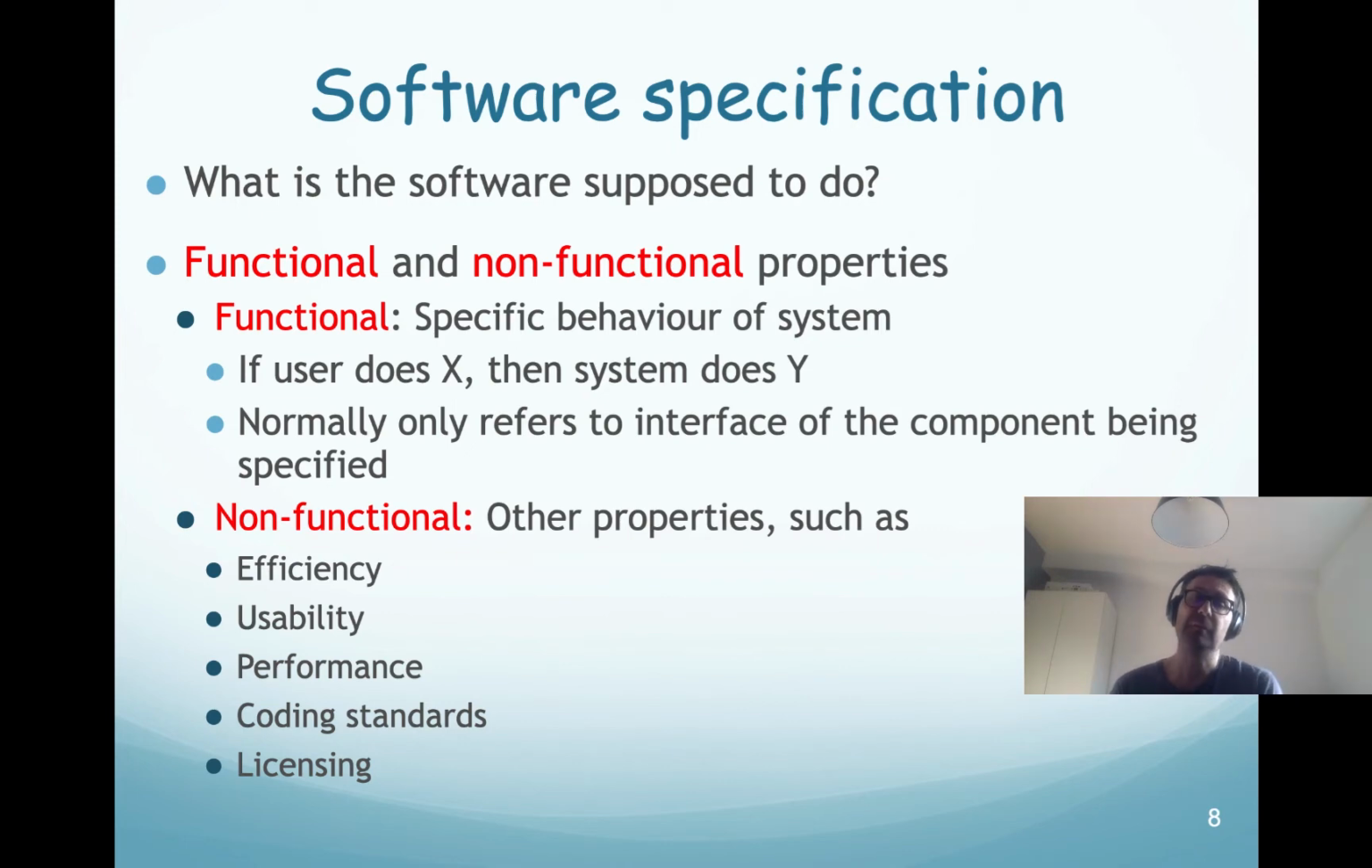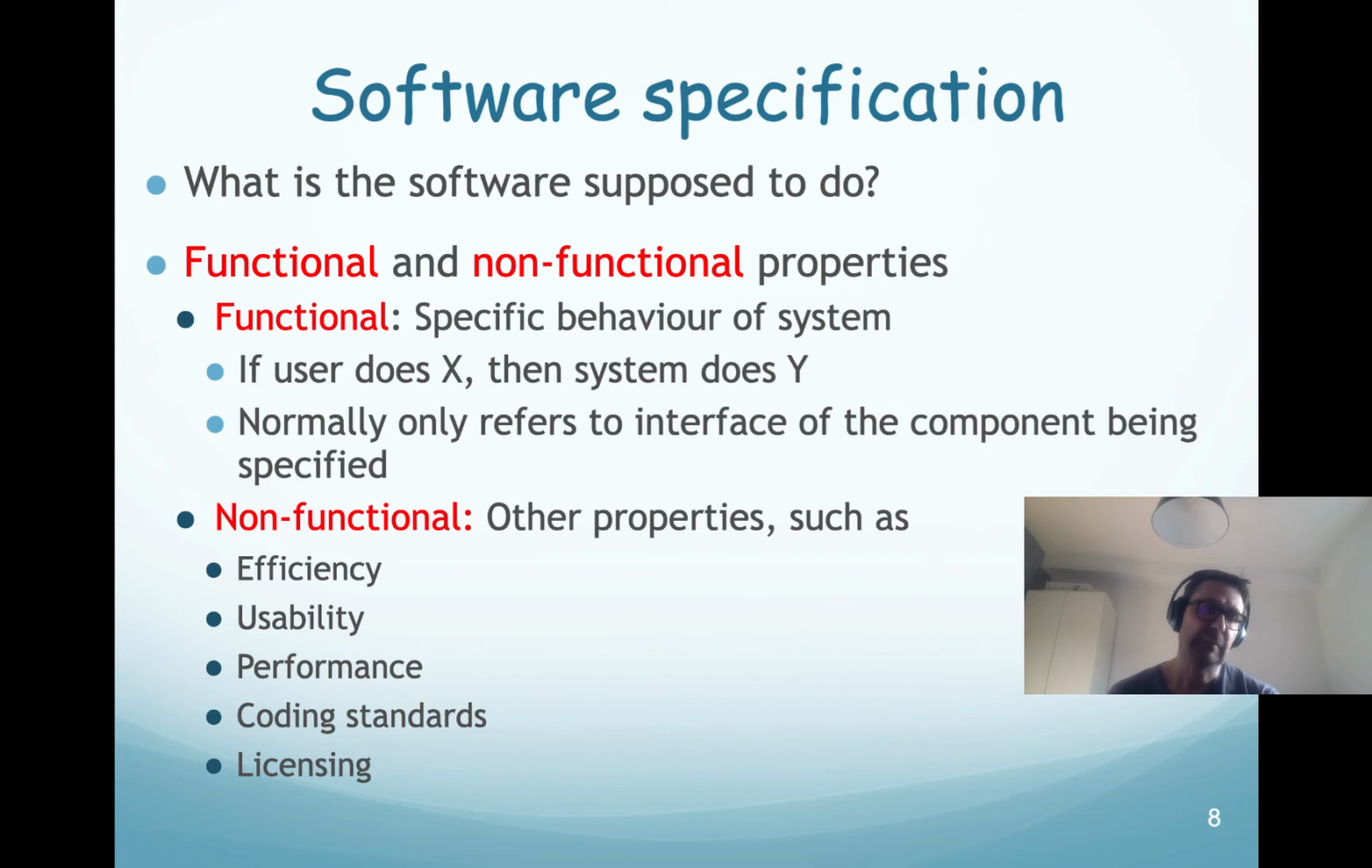This would be a functional property, but the non-functional property attached to that is if a requirement says this should happen within 1 minute of invoking the export to PDF function. That is a performance requirement. It should happen within 1 minute. So it's a non-functional property.